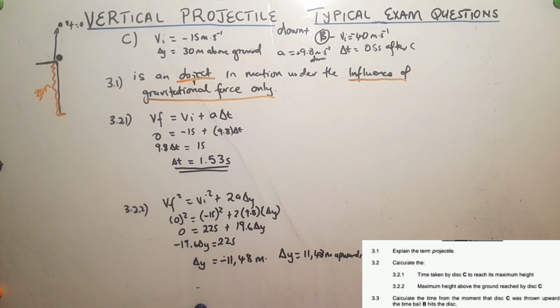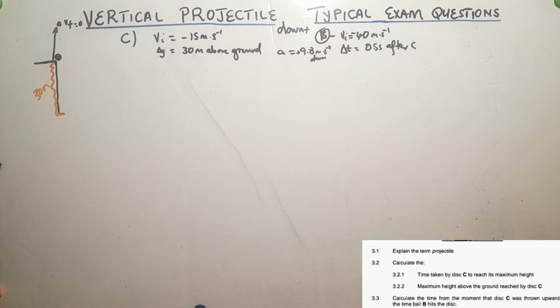So to find the total height now this ball reaches above the ground, it means that we are going to add this plus 30. So it means that our displacement now becomes 30 plus 11.48. And this gives us 41.48 meters above the ground. So this is our answer to 3.2.2. So now let's move to 3.3.